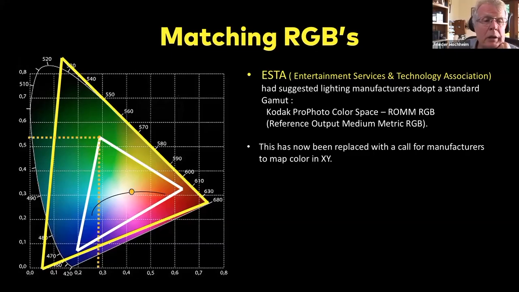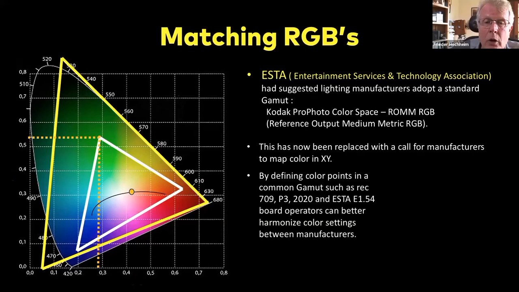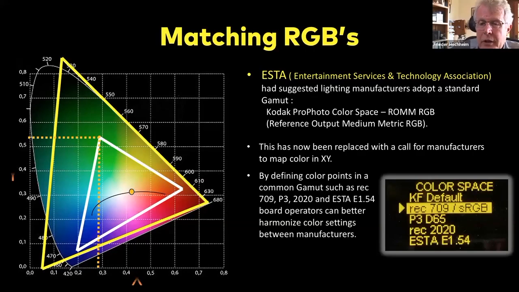Anyway, that created some issues, and now they're saying, well, maybe we'll just go back to XY for color mapping. I think that may be one of the things that they're going to be recommending. So in our case, you're still going to see the ESTA down there. On the next iteration, we're going to be releasing RDM in the next possibly 2 weeks. You will no longer find the ESTA E1.54 option in there. And it did create some confusion.